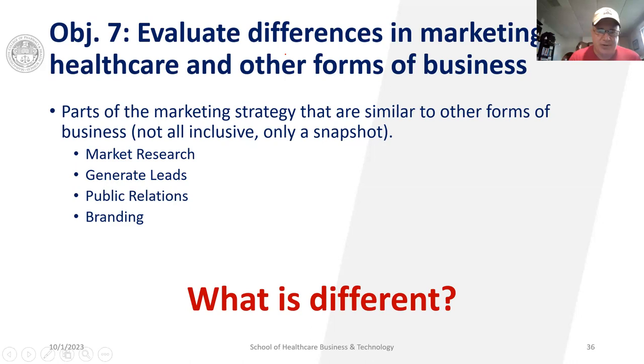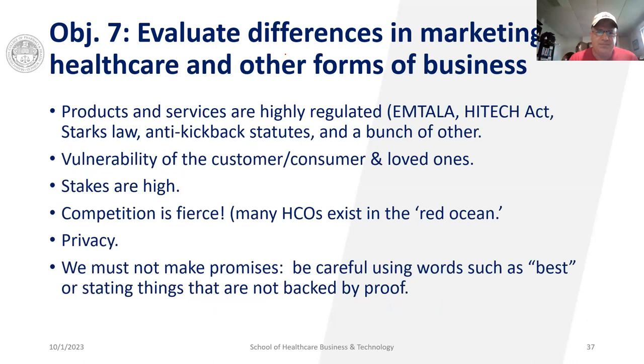So what is different then when it comes to healthcare? Well, in healthcare, products and services are highly regulated. You've heard me emphasize this point again and again throughout the semester so far. We're only in week four, going into week five. Just examples of it. You learned this in week one. Highly regulated. And examples are EMTALA, the Emergency Medical Treatment and Active Labor Act, the HITECH Act, Stark Law, anti-kickback statutes, and a bunch of others. And I see my terrible, terrible omission where I didn't put the closing piece there.